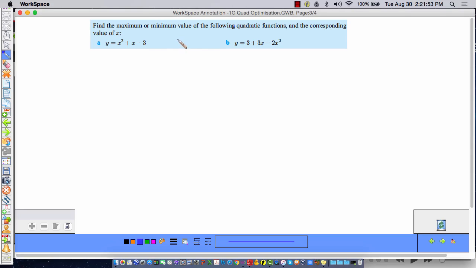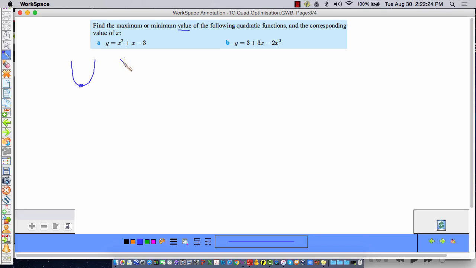Find the maximum or minimum value of the following quadratic functions and the corresponding value of x. So we have to find the value, so that means the value is the y value. So to find the y value, we need to find the corresponding value of x where it is a max. Okay, so this is a parabola that opens upwards because of the positive leading coefficient. So it's going to be a minimum.